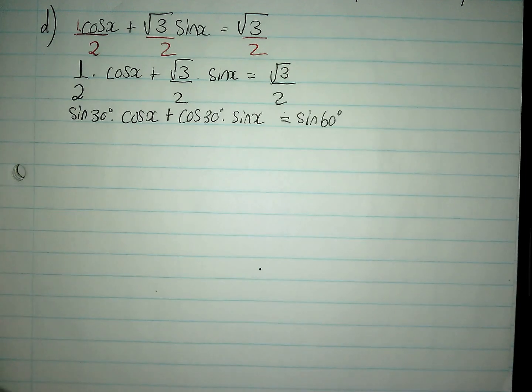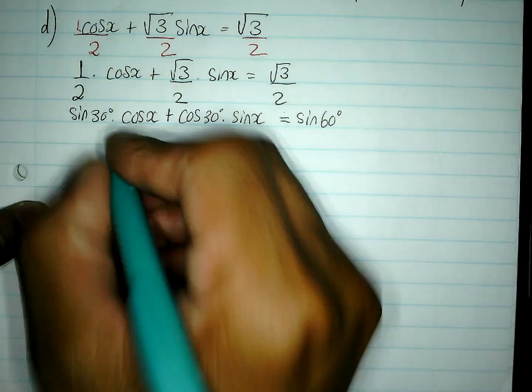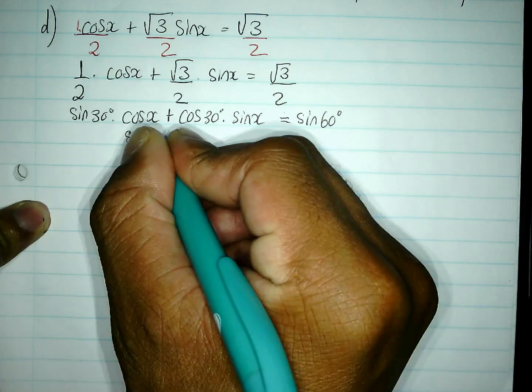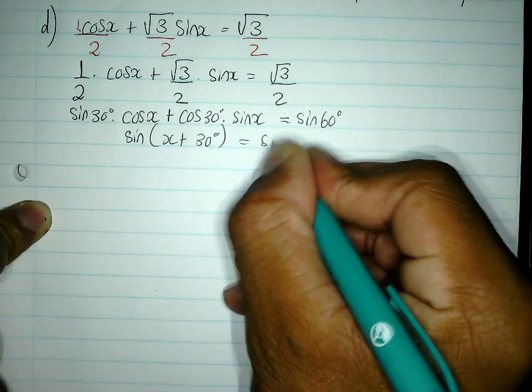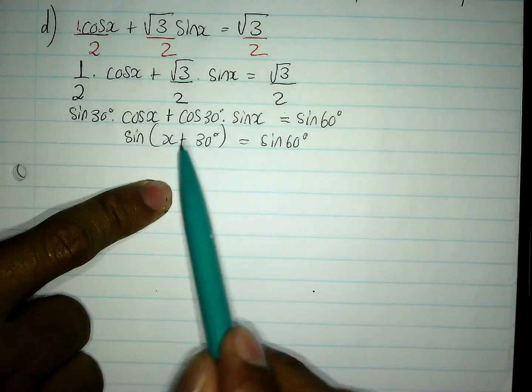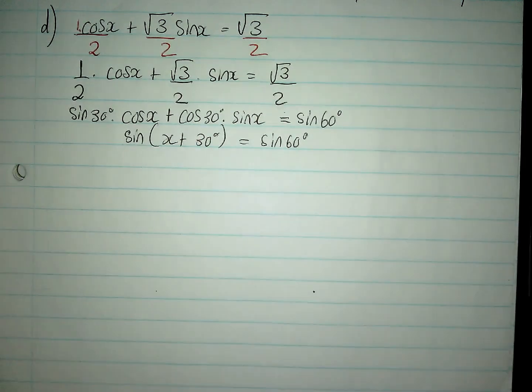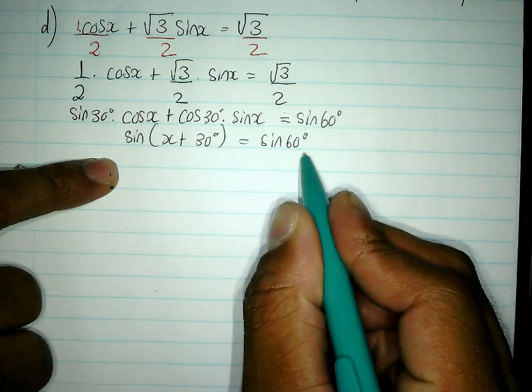I think that was an example, let me check. Example 31 in your textbook on page 167, right? So equations in the form of sine theta is equal to sine beta. Now this can be written as sine x plus 30. Remember, the sine remains the same. Then you have sine 60 degrees. So now this is going to be the included angle, then this is going to be the ref angle.